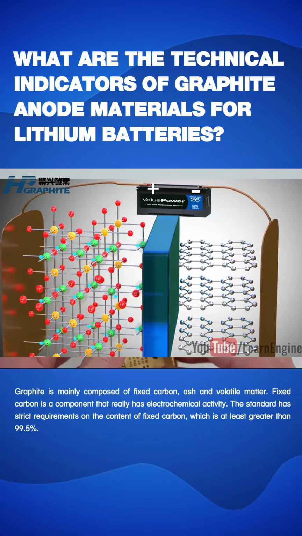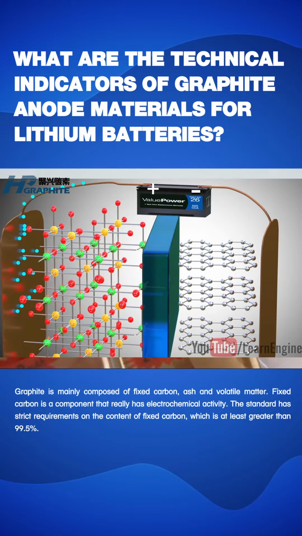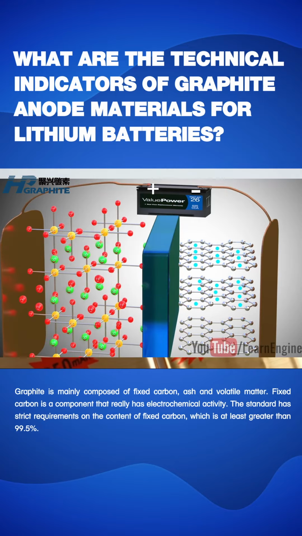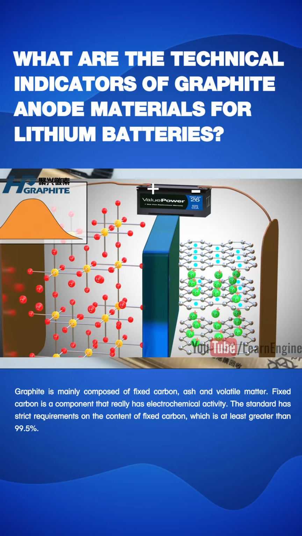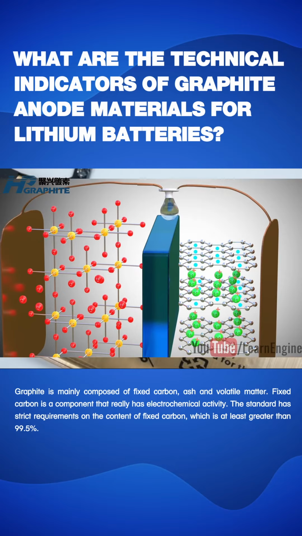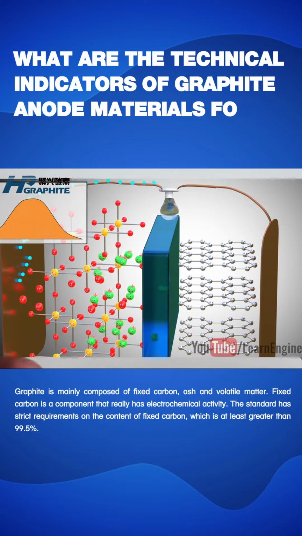Element content of anode materials. Graphite is mainly composed of fixed carbon, ash and volatile matter. Fixed carbon is a component that really has electrochemical activity. The standard has strict requirements on the content of fixed carbon, which is at least greater than 99.5%.